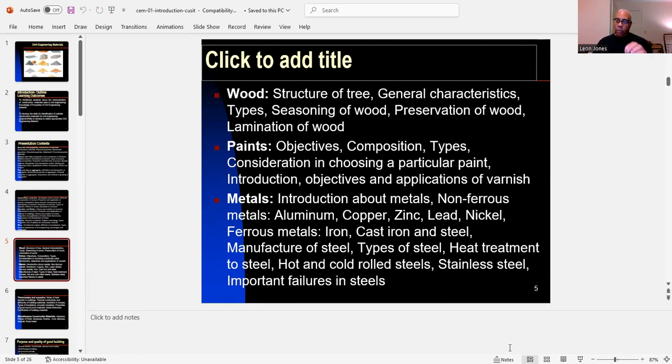Again, we deal with ferrous materials. They're your irons, your cast iron, your steel. Within steel, there are processes to manufacturing steel. You have heat treatment, types of steel, hot and cold rolled steel, stainless steel, important failures in steels. This is when you apply, again, you can take a specimen that is cast iron or steel can be used for cast iron pipes.